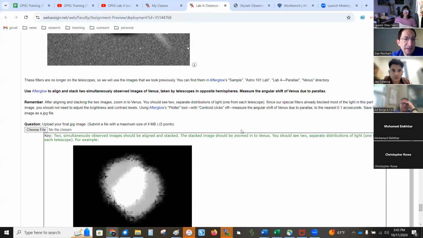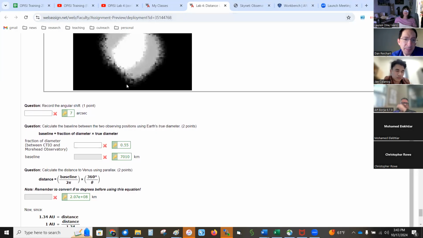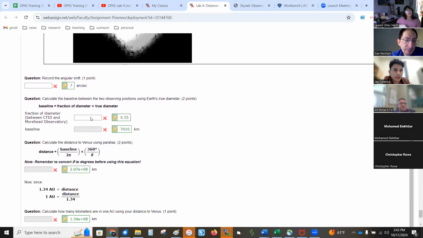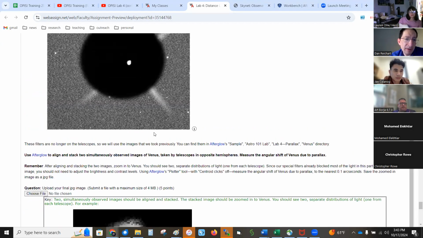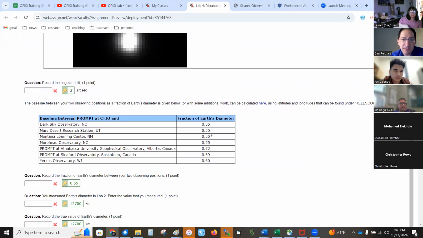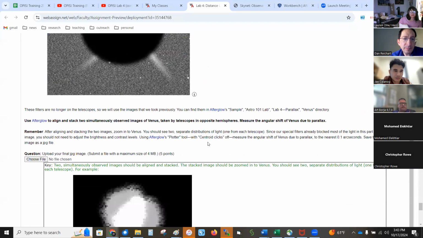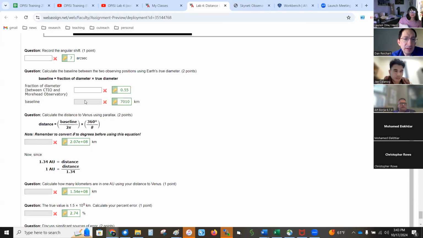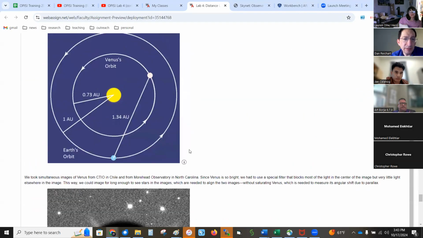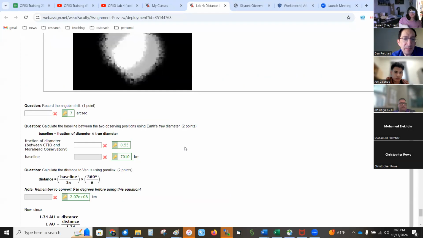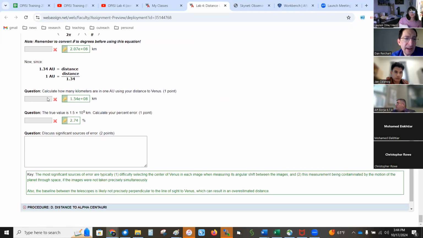Okay, going back to the lab, it's going to be similar. They're going to do a screen capture and upload it. Angular shift, fraction of Earth's diameter, using that table from above. This was also Moorhead, so again, it's 0.55. And then they calculate the baseline using the true diameter of Earth, calculate the distance to Venus using that baseline and that angular shift converted to arc seconds. They'll get something, and that something is equal to 1.34 AU right here. But they divide by 1.34 and they know how many kilometers are in an AU. True value is 1.5 times 10 to the 8, so percent error.